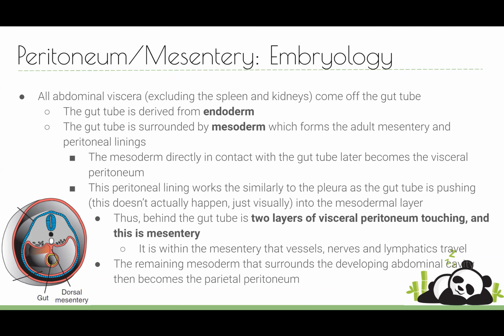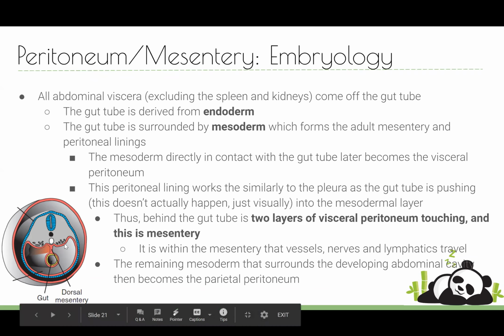So all abdominal viscera, excluding the spleen and the kidneys, will come off the gut tube. You guys got told spleen comes from magic, and we will live with that logic until we get told it's wrong. And frankly, that's all I care about. The gut tube is derived from the endoderm, and the gut tube is surrounded by mesoderm, which will eventually form the adult mesentery and the peritoneal lining. So this is endoderm, this is all mesoderm. This is kind of important. They will generally ask this question. So make sure you know this, at least that fact.